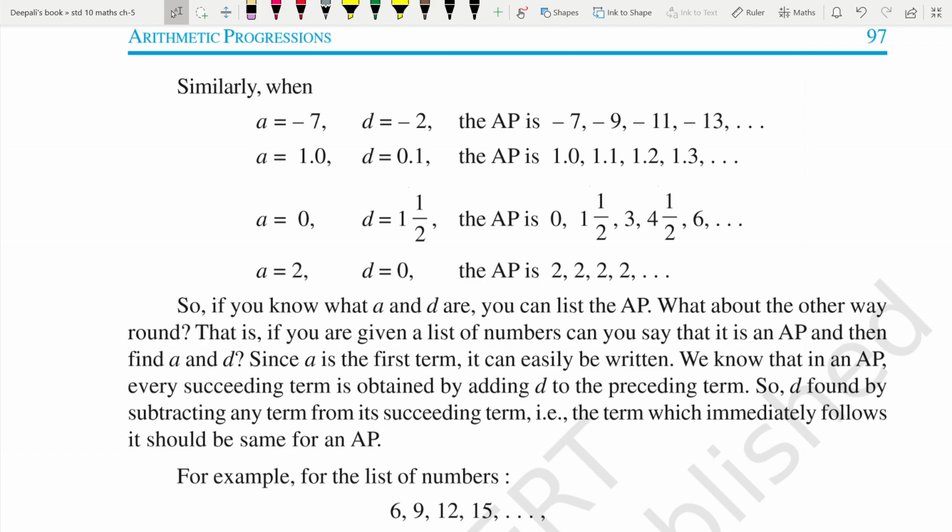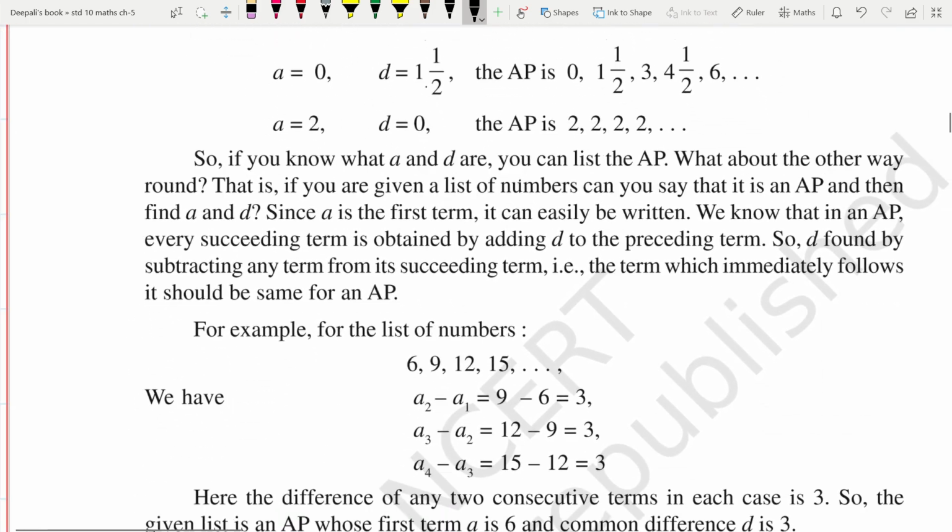a is equal to 0, d is 1 and 1/2, the AP is 0, 1 and 1/2, 3, 4 and 1/2 and 6. a is 2 and d is 0, the AP is 2, 2, 2. So if you know a and d, you can list the AP, meaning you can make a new AP. What about the other way round? That is, if you are given a list of numbers, can you say that it is an AP and then find a and d? Since a is the first term, it can easily be written.